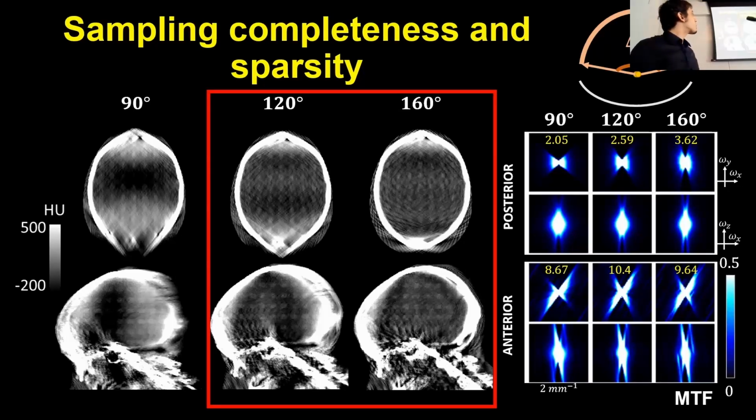This depends on which region. For example, for the posterior region, it is clearly better going to 160. But in those cases, we start losing information also in the anterior region. So depending on the configuration, we are going to explore different values between 120 and 160. This is regarding sampling completeness and sparsity. Let me move now to compactness.